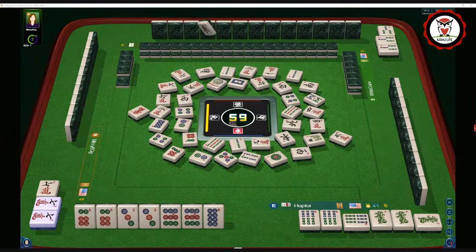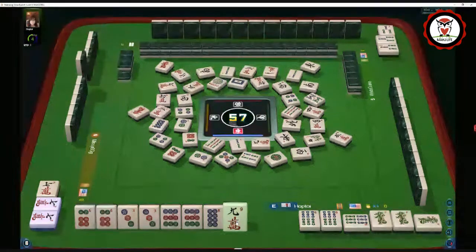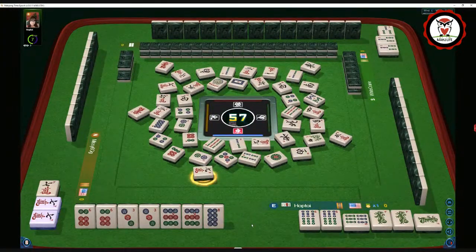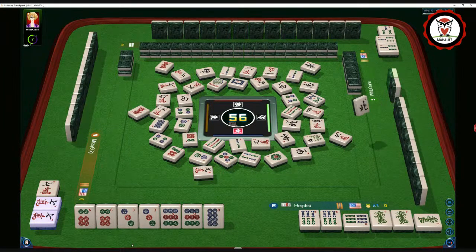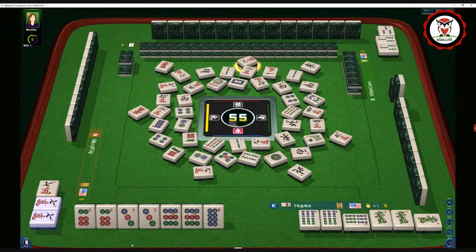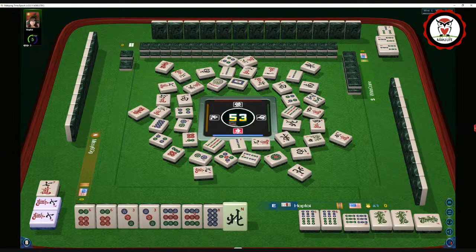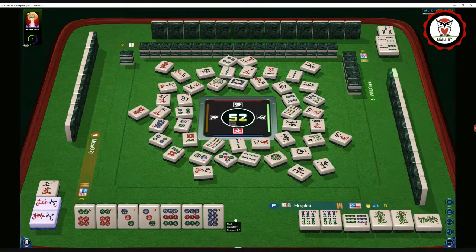2 bamboos. East wind. Red dragon. Okay, we need a keeper. 9 characters. North wind. 2 characters. Oh, they did leave the table. So that will affect the game a little bit. 4 dots. North wind. They could have our tiles. 4 bamboos. 7 bamboos.